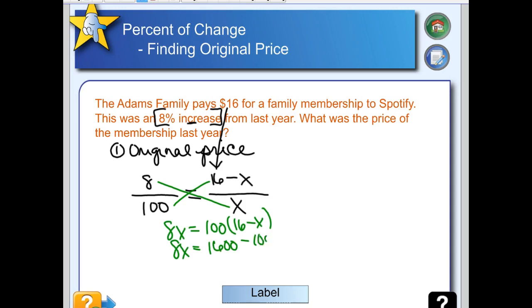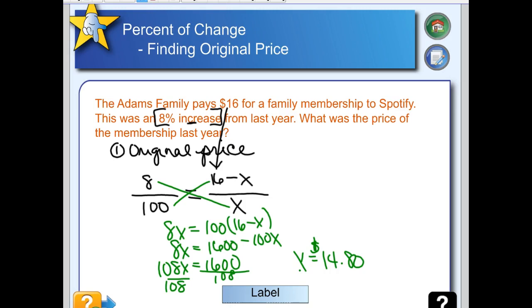8X equals 1600 minus 100X. We're going to add 100 this time, so we've got 108X equals 1600, and then we're going to divide both sides by 108. And please, please, please don't get lost or messed up in the basic math, okay, as we go through. So if we take 1600 and divide it by 108, all right, and then I'm just going to give you the answer. We're not going to take the time to do the long division. X equals 14.80, okay? So that was your answer. The original price was $14.80.